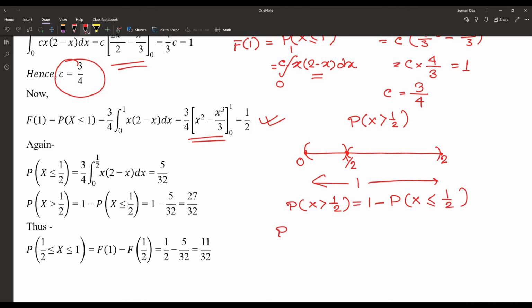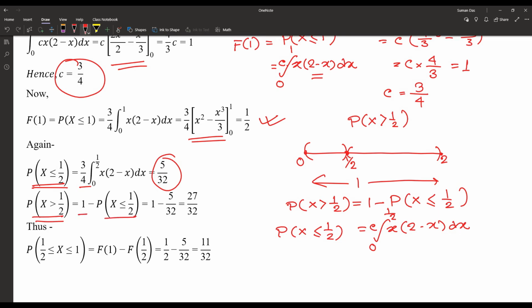If we want to find less than or equal to half, that means c times the integral from 0 to half of x (2 minus x) dx, and the result is 5 by 32. So P of x greater than half is equal to 1 minus that, and the result is 27 by 32.